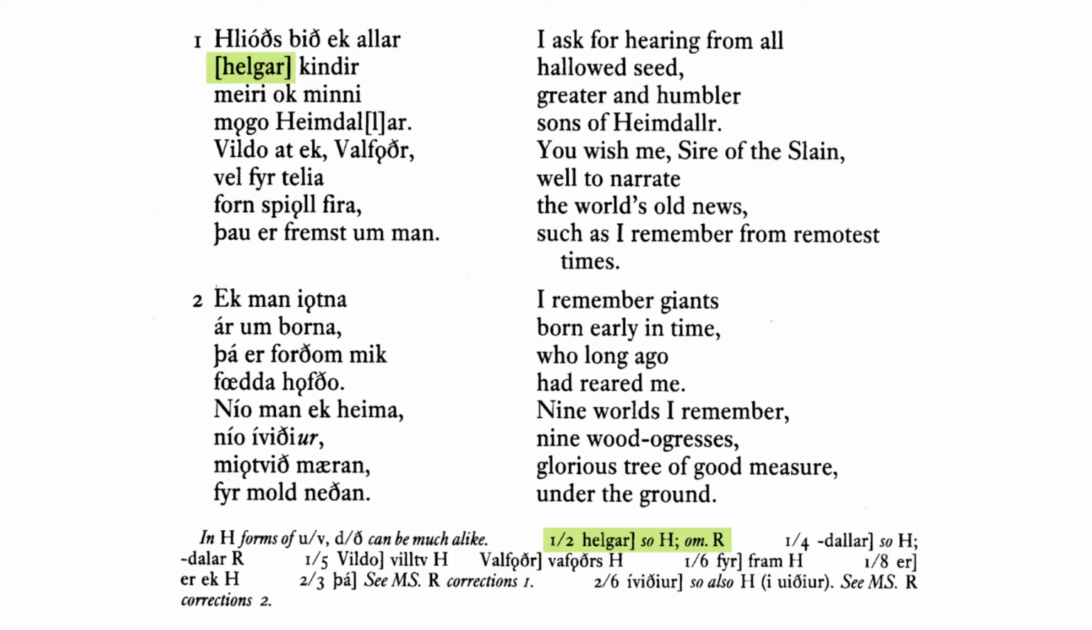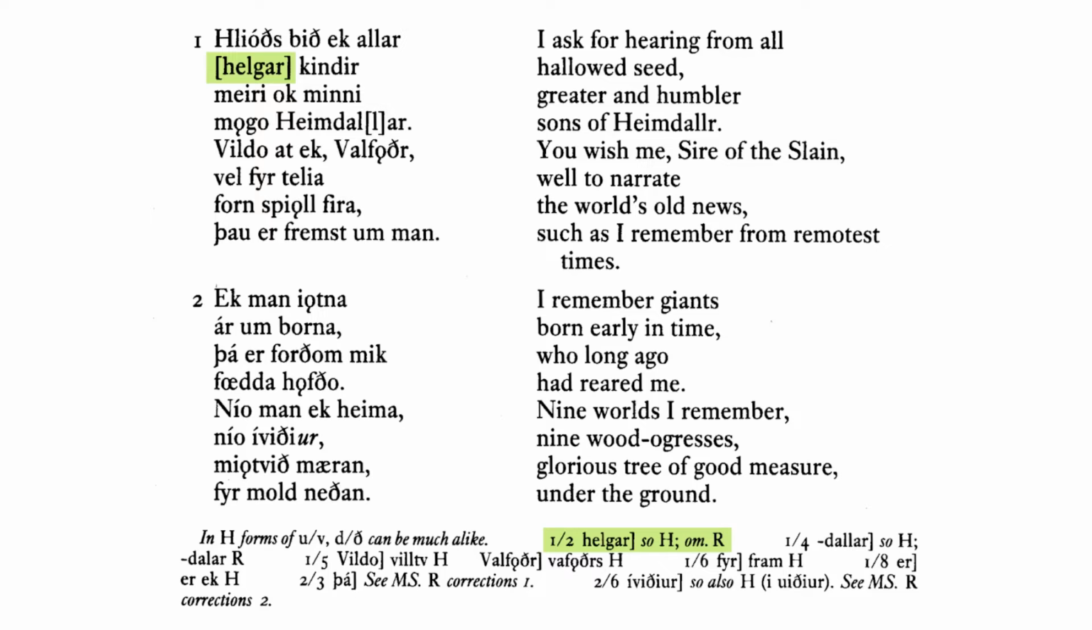1/2 Helgar, square bracket, so h r. 1/2 means stanza 1, line 2. Helgar is the text as printed. So h means this is what manuscript h has here, thus h. R means omitted in manuscript R, or rather R omits. Is a very standard abbreviation.